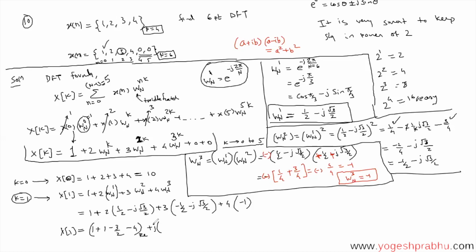Plus with the j. What's the imaginary part? 1, 1, -3 by 2, -4. The real part, and the imaginary part is going to be negative square root of 3 by 2. Then this would be -3 root 3 by 2. Are you getting what I'm saying? Yeah. And that's it, right? There are two imaginary parts over here.